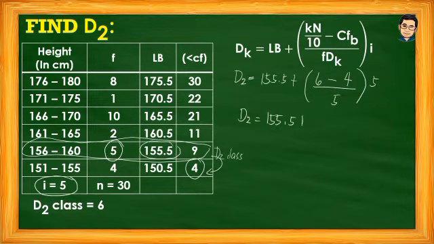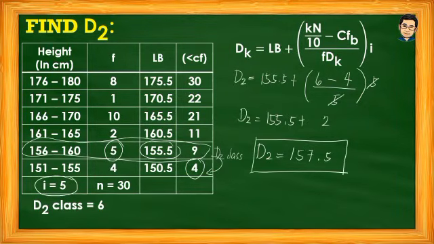155.5 plus 6 minus 4. That is 2, di ba? And then, 5 na nasa numerator, denominator, tsaka yung interval natin na 5, pwede na po yan i-cancel out. So, subtract lang natin yung 6 tsaka 4, that is 2. And then, we'll just add 155.5 plus 2. So, that is 157.5. So, this is the value of D sub 2.